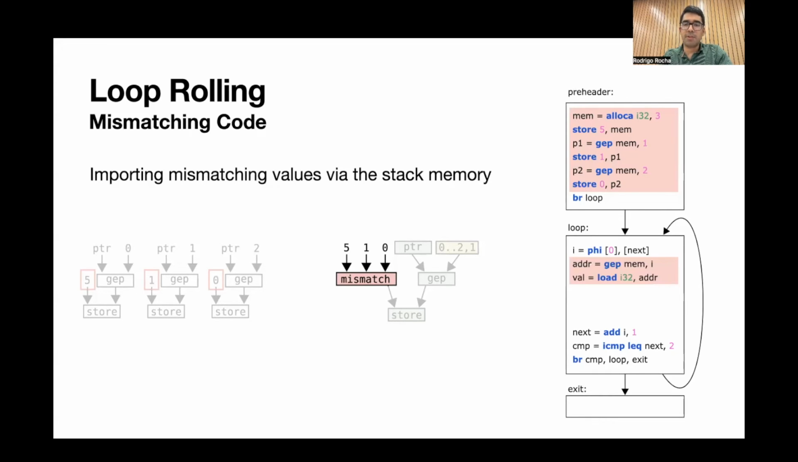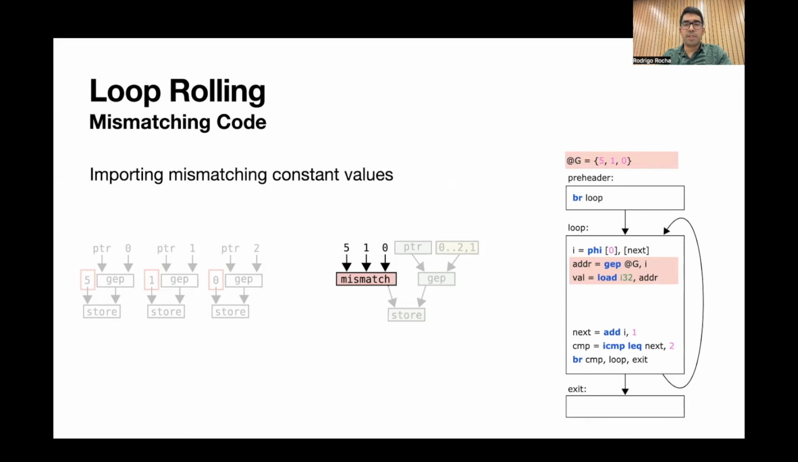And then inside the loop, we'll use the iterator to index this array and load the appropriate value depending on which iteration we are running. And then the loaded value will be used in the computation inside the loop.